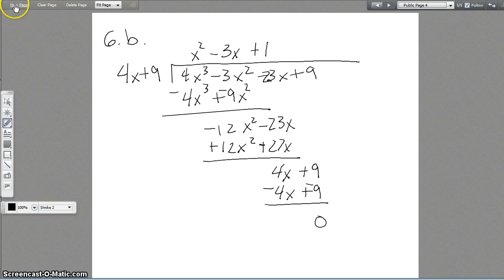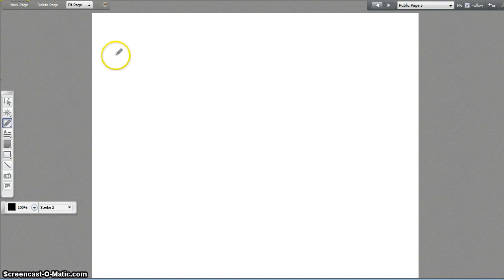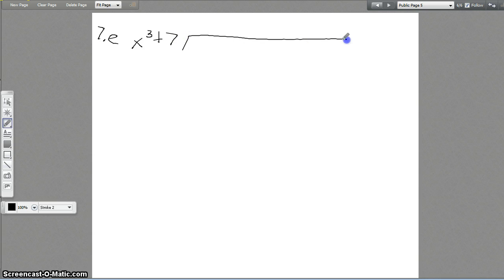So now we're going to look at number 7. Number 7 is long division. You can work this out using the box method if you like, because it doesn't say specifically which way to work it. So you can work it out how you want. So number 7, I'm just going to work part E. Part E is x cubed plus 7 into 2x to the 4th minus 3x cubed plus 14x, and then minus 21.